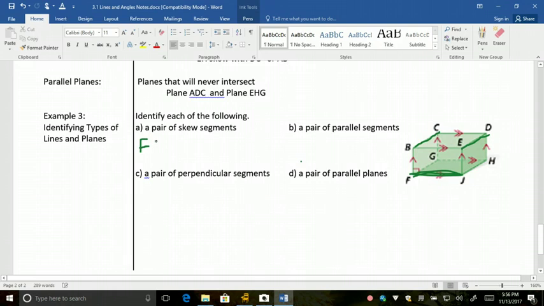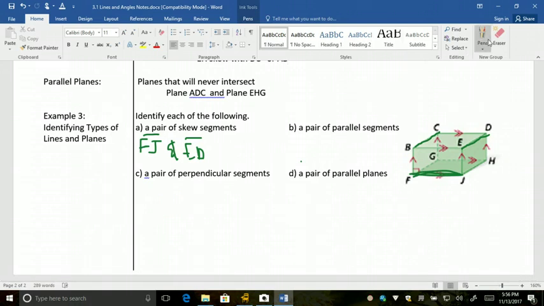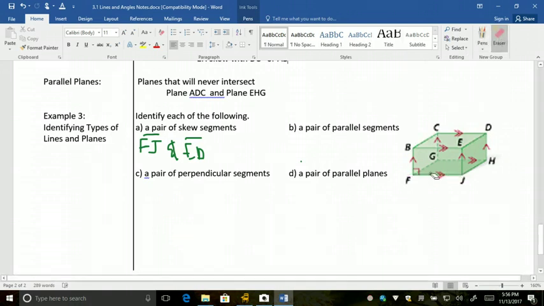There are other combinations, and if you got something different and you're not sure, I will check it in class. I'm going to put FJ and ED are skew. But there are lots of other combinations, but they should be on two different planes, and when you look at them, they're not going to intersect.